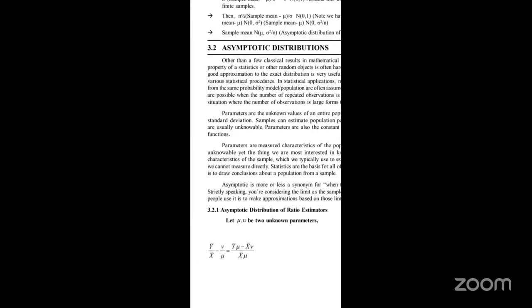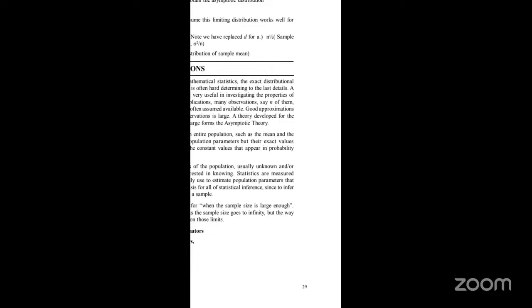The formula is y bar by x bar. We know this is in sampling. Here, y bar by x bar minus mu by mu equals (y bar mu minus mu x bar) by (x bar mu). So y bar by x bar minus mu by mu equals mu times (y bar minus mu) minus mu times (x bar minus mu), where n2 to the power of 1/2 times (y bar by x bar minus mu by mu) equals, this is the simplification.